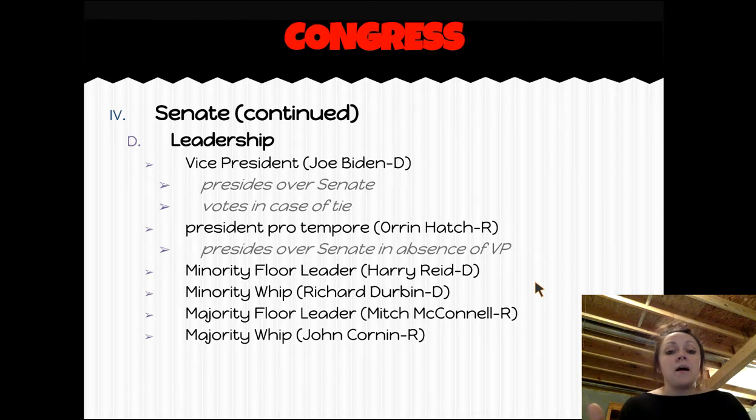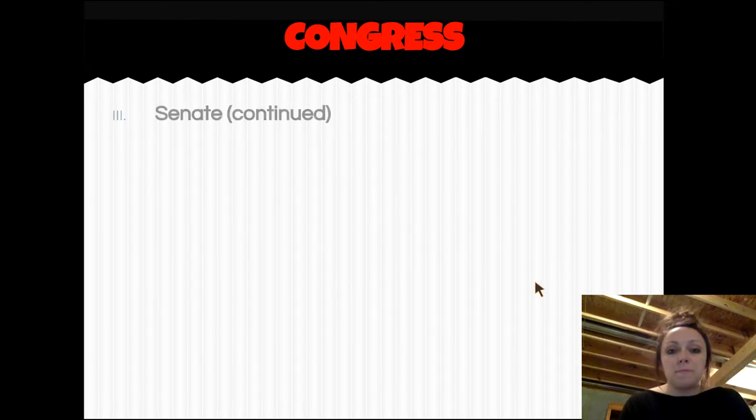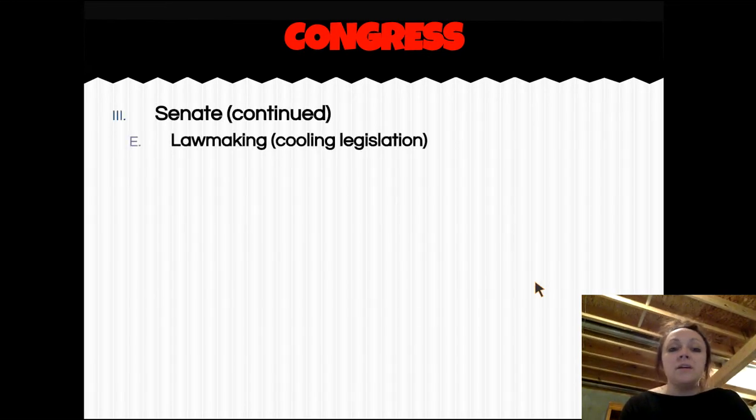Now, the majority and minority leaders have the same responsibilities in the Senate as they do in the House. So just to refresh your memory, the majority floor leader is supposed to draft and help move his party's bills through the Senate. Same thing for the Democrats and the minority party. The majority whip and the minority whip are responsible for whipping up votes, making sure that people from their party are present to vote on important bills. Now, the Senate, the lawmaking function.